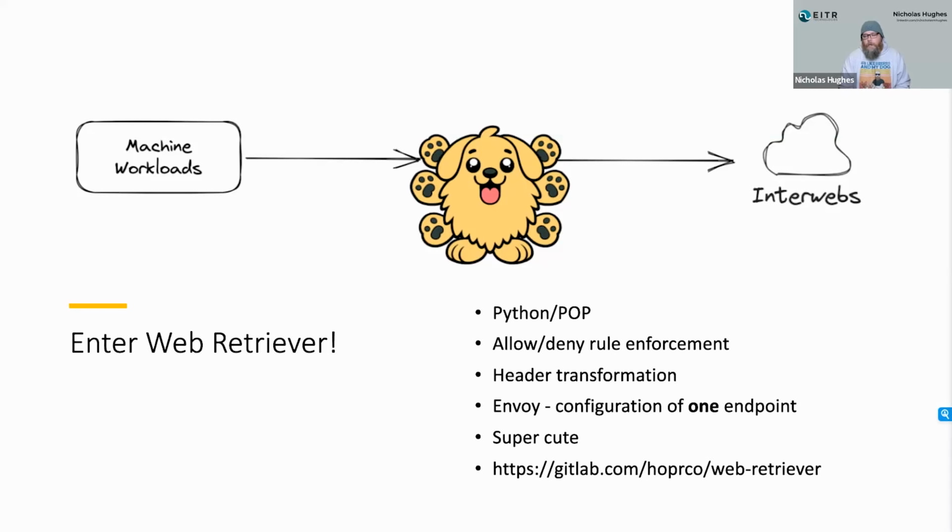We developed WebRetriever as that intermediary between machine workloads and the internet. So essentially, what we can do is define one location that we are going to be reaching out to from our machine workloads. And then that is going to in turn reach out to the internet for us on our behalf and gather the information that we need.